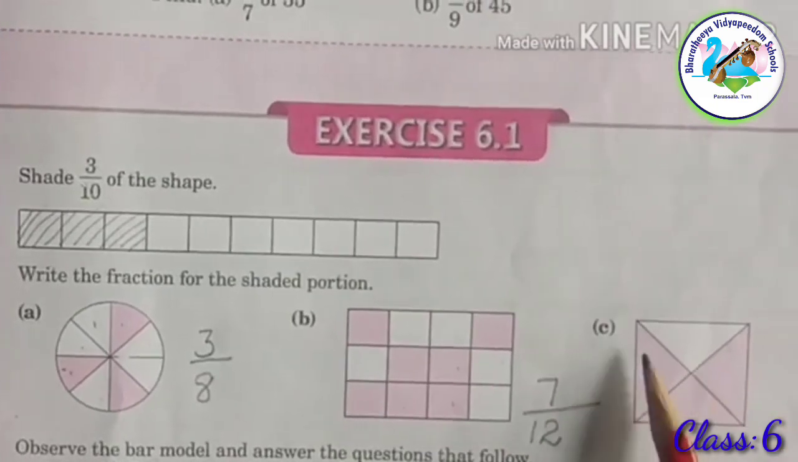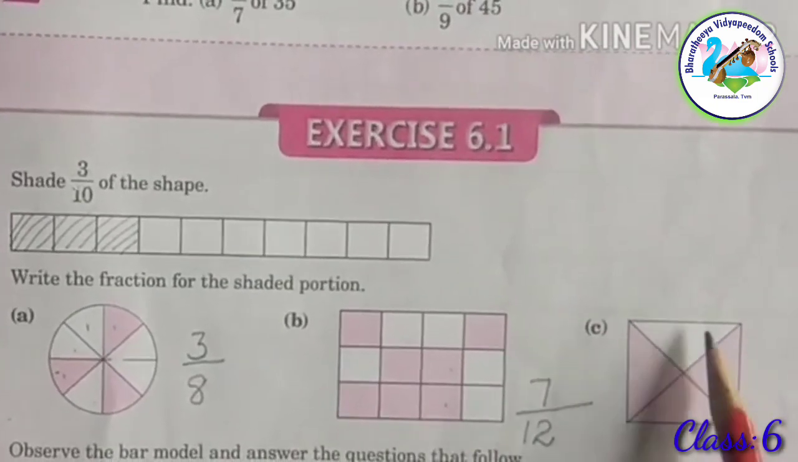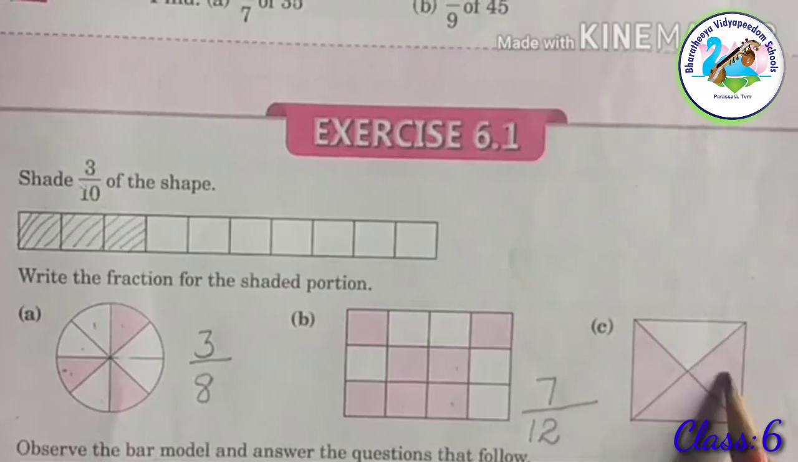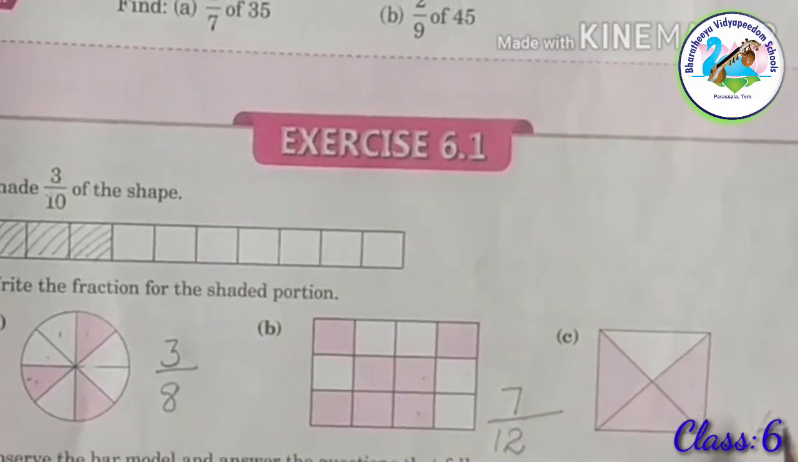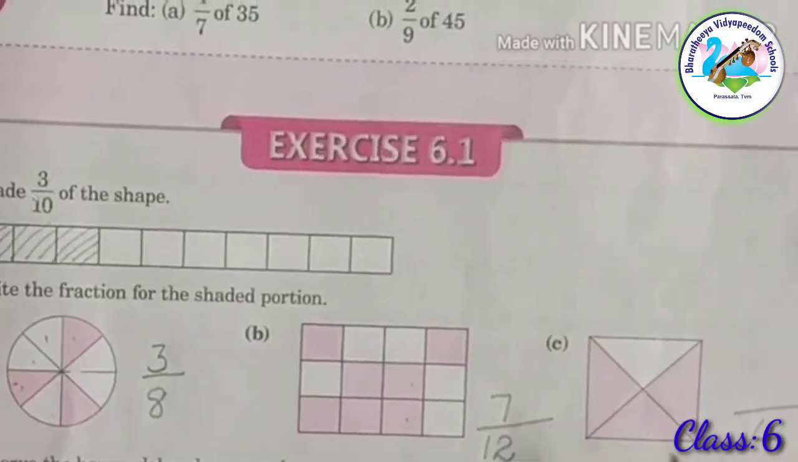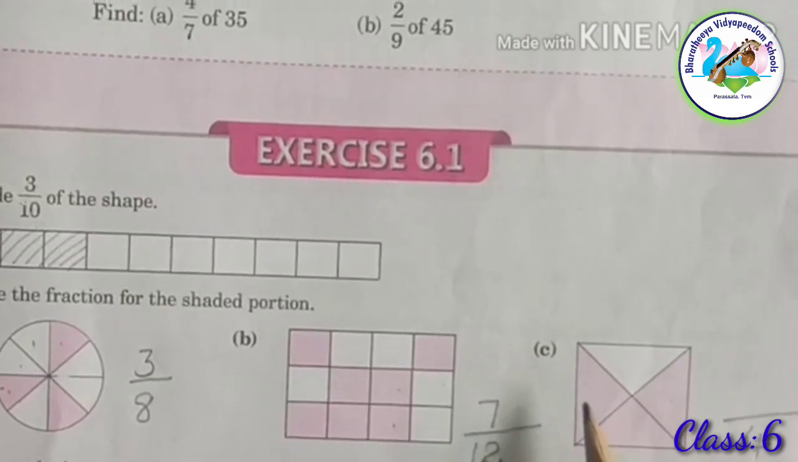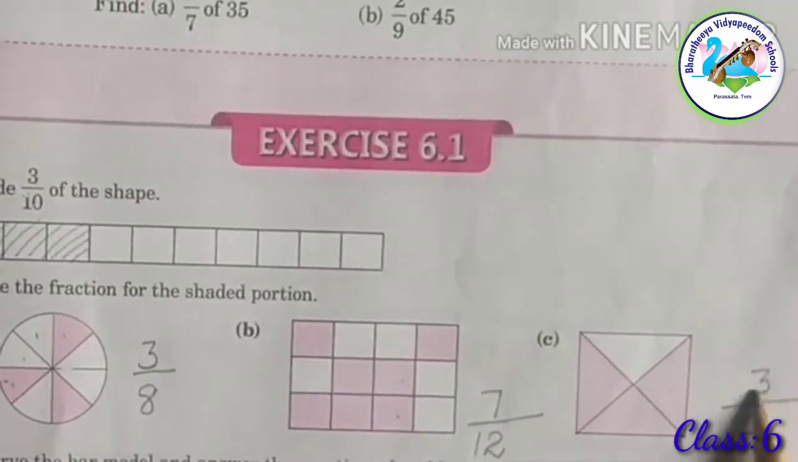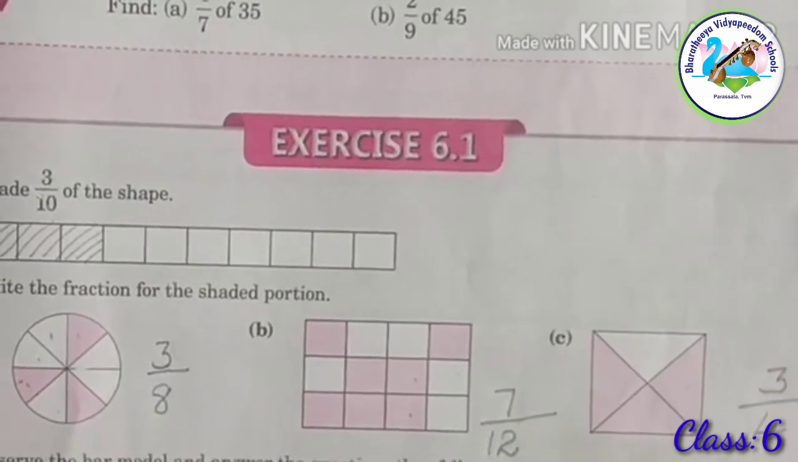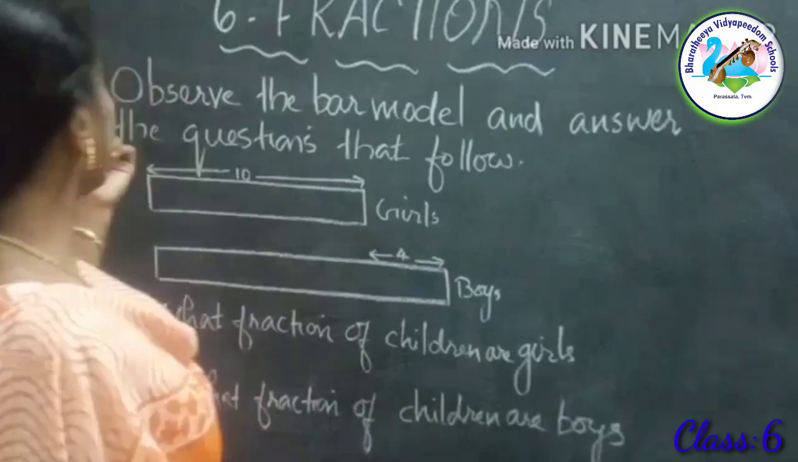Option C. Here how many parts are there? 1, 2, 3, 4. 4 parts are there. So out of 4, how many parts are shaded? 1, 2, 3. 3 parts are shaded. So 3 by 4.